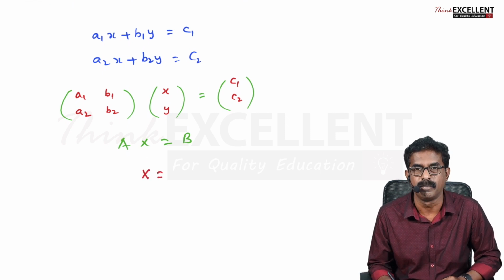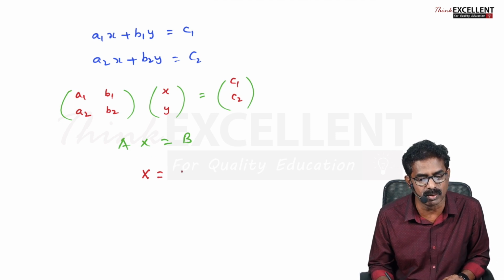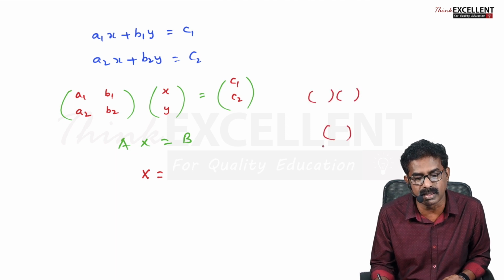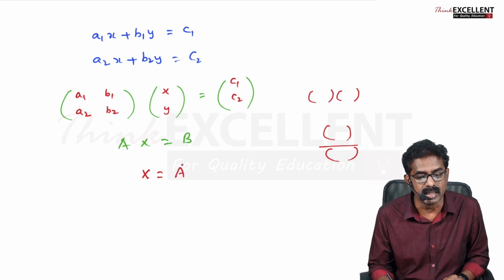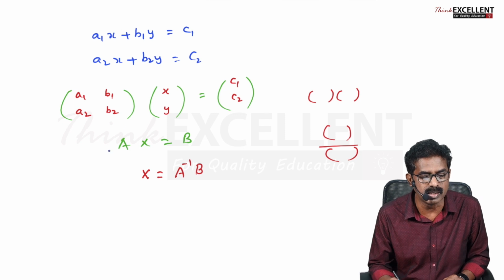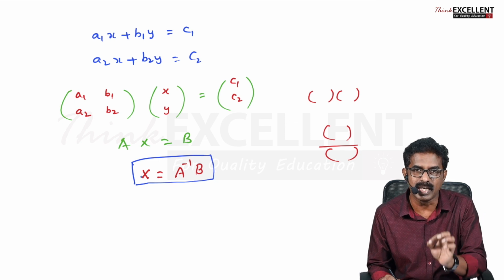X is equal to, in algebra we write B by A, right? So here you cannot write like that. You cannot divide two matrices, right? Two matrices you can multiply. Have you ever seen this matrix by this matrix? No, right? So X is equal to A inverse into B. X is equal to A inverse into B. This is the only one line you have to study for the next one exercise. X is equal to A inverse into B.